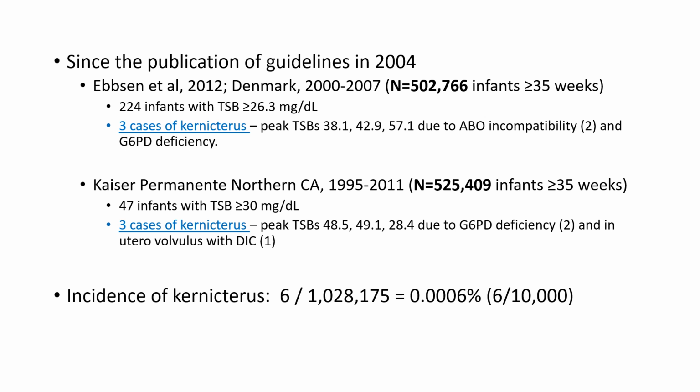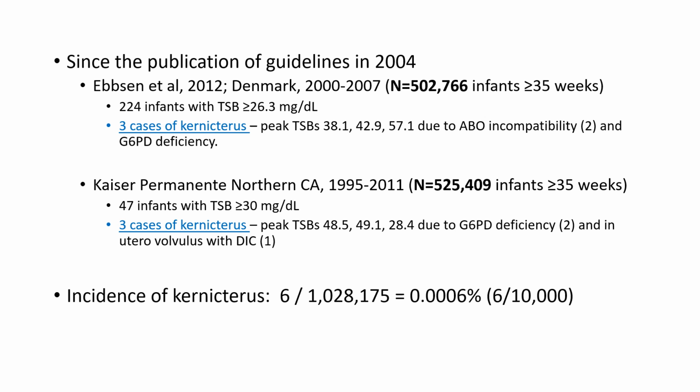So since 2004, where's the evidence? Since 2004, there are 2 large population-based studies with very large numbers enrolled, one in Denmark and the other in Northern California. In 2012, Denmark published huge data on infants more than or equal to 35 weeks corrected gestational age, and reported that among the whole data, only 3 cases of kernicterus were reported. 2 of them were ABO incompatibility, and 1 of them G6PD deficiency.